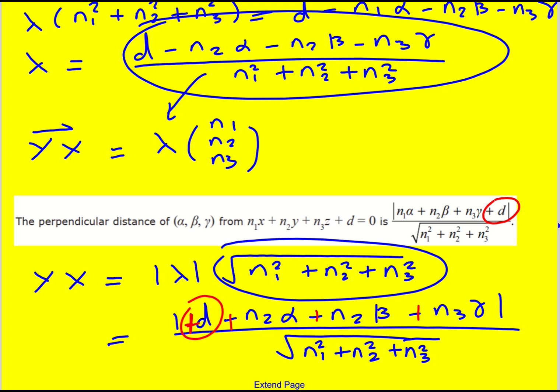That is our derivation. That is the perpendicular distance from a point to a plane, and hence, in our case, the shortest distance from a point to the plane.